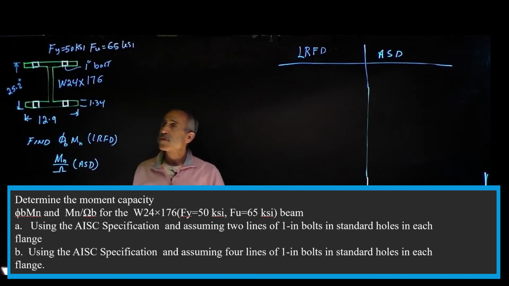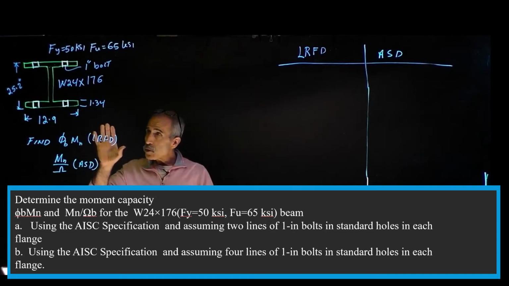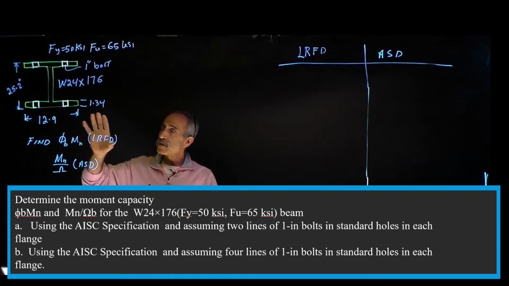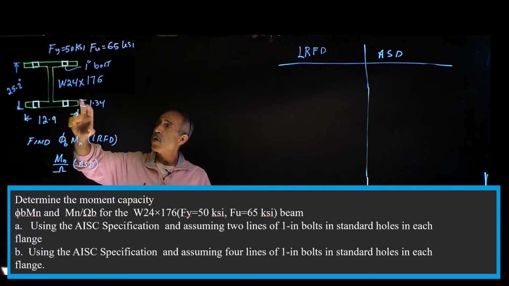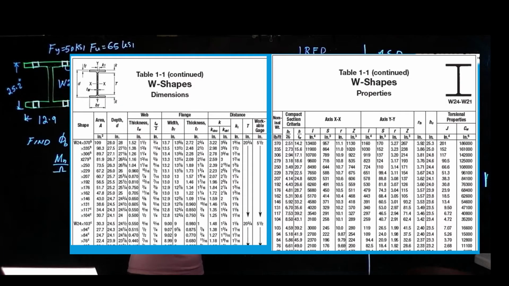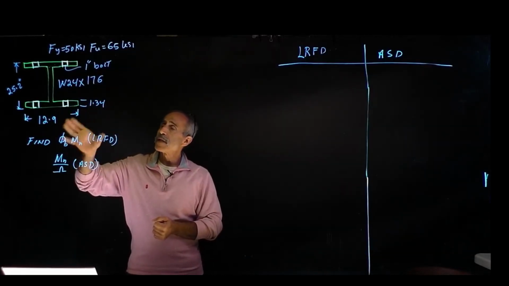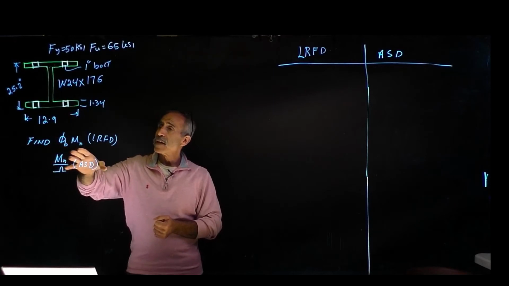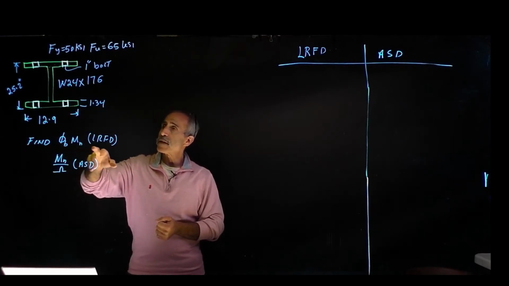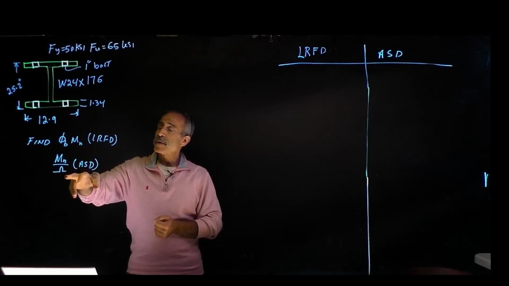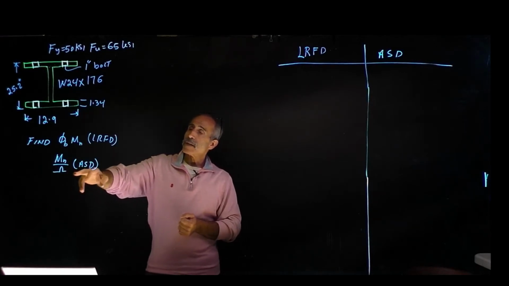So what we're trying to find out, question number A for this question is, if we have two holes in the beam with a 1-inch bolt going through it, what is the reduction, or what is the capacity of the moment, phi b times Mn in LRFD, or Mn divided by omega in ASD.